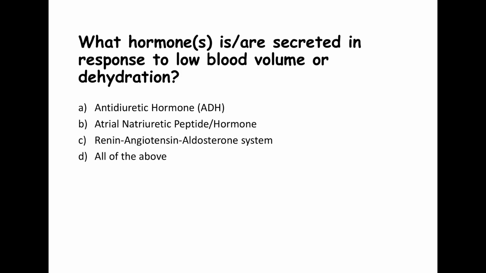What hormone or hormones is or are secreted in response to low blood volume or dehydration? So we have antidiuretic hormone, atrial natriuretic peptide or hormone, renin, angiotensin, aldosterone system, or all of the above. So we're asking about low blood volume. Your answer should be antidiuretic hormone and the renin, angiotensin, aldosterone system. You remember they're very important. If your blood volume drops or you're dehydrated, they kick in to ensure your body reabsorbs water.